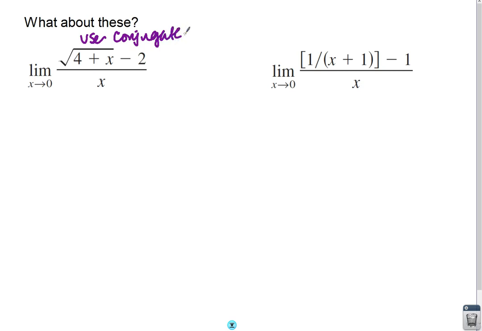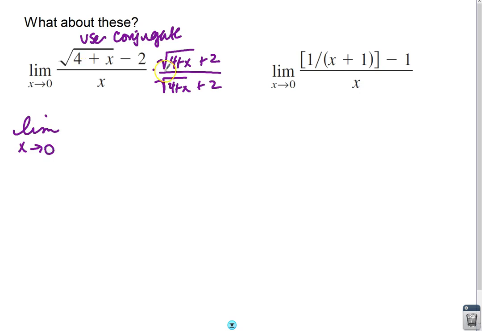Now, typically in the past when you worked with conjugates back in Algebra 2, when you were rationalizing, we only worked with the conjugate of the bottom, but in this case, that's not really going to be helpful. So we're going to work with the conjugate of the numerator. So I'm going to multiply by the square root of 4 plus x plus 2 over root 4 plus x plus 2. So I've got the limit as x approaches 0.